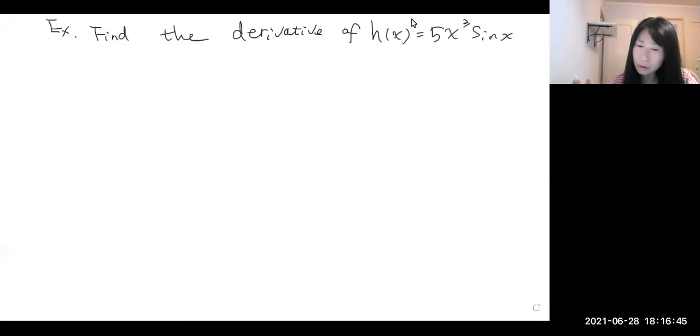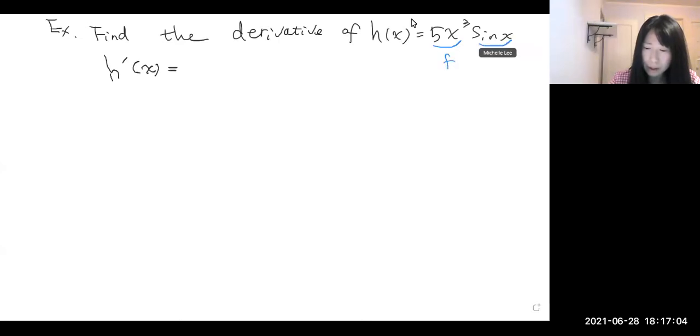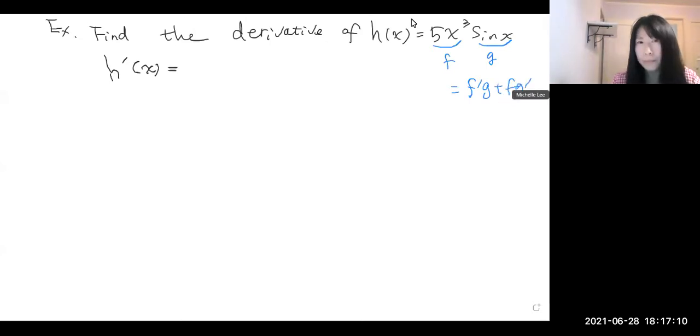Does anyone know what kind of rule we have to use? Use the product rule. Product rule, excellent. So we do f h prime of x, but then actually product rule, right? So we consider this is f, this is g, which is f prime g plus f g prime, right?